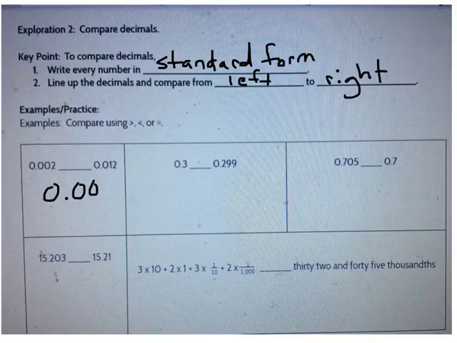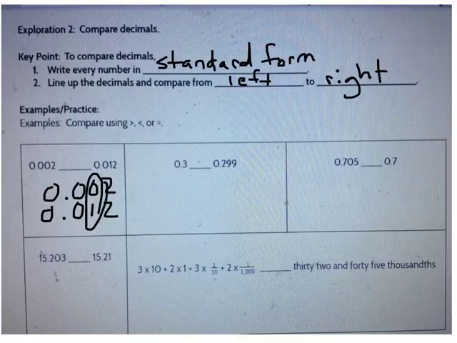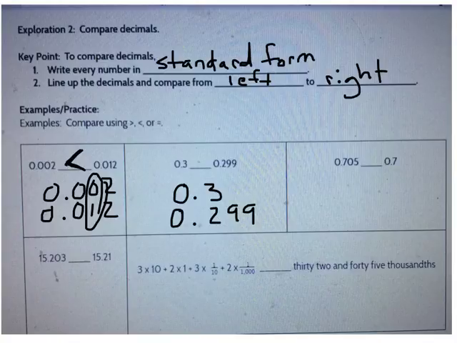Well, if I line up the decimal points and compare from left to right, the first place I can compare in is the hundredths place. 12 thousandths is greater than 2 thousandths because 1 in the hundredths place is greater than 0 in the hundredths place. We'll do one more together. 3 tenths and 299 thousandths.